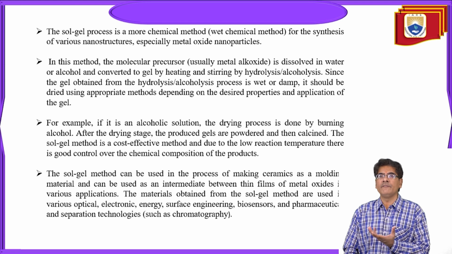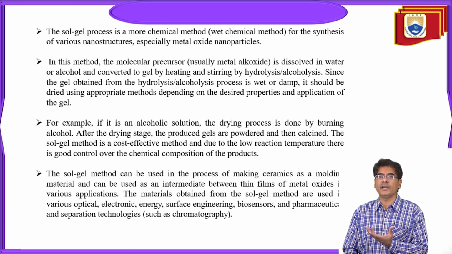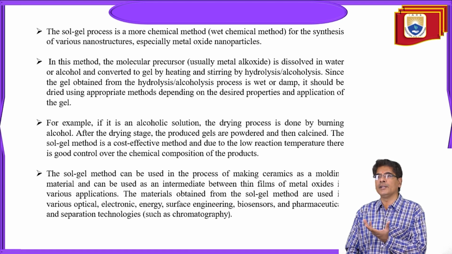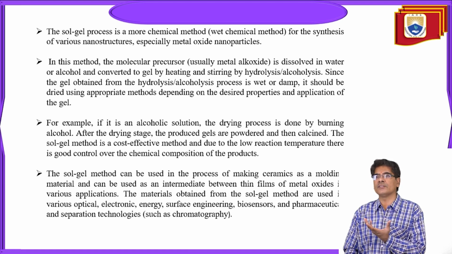For example, if it is an alcoholic solution, the drying process is done by burning alcohol, right? And after the drying stage, the produced gels are powdered and then calcined. So the sol gel method is a cost-effective method, and since it can be operated at low temperature, there is good control over the chemical composition of the product.